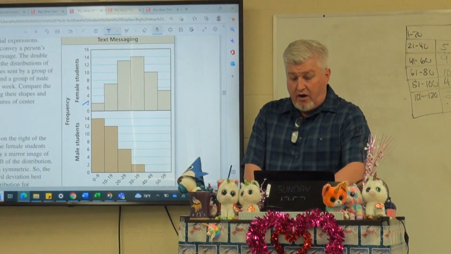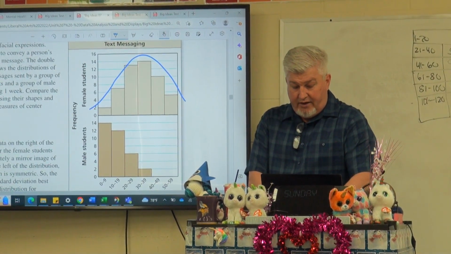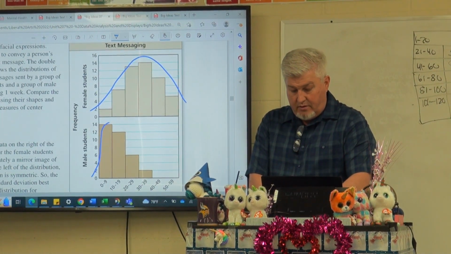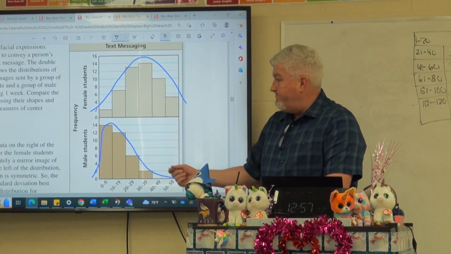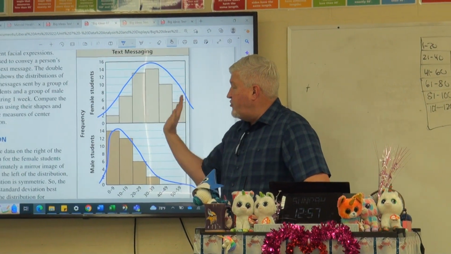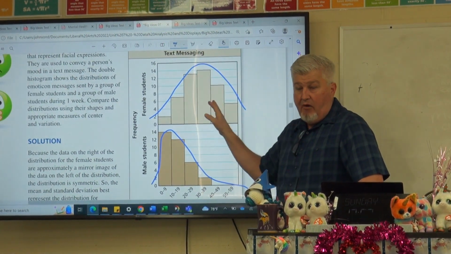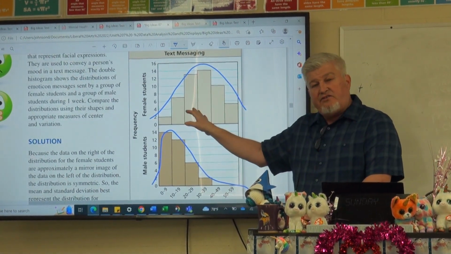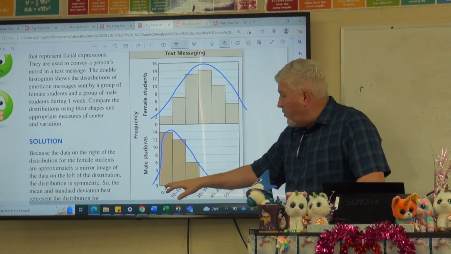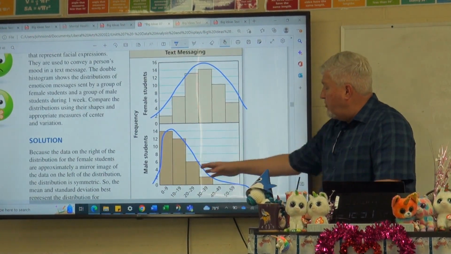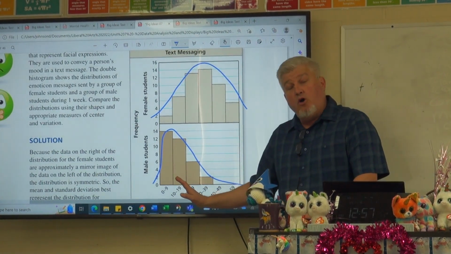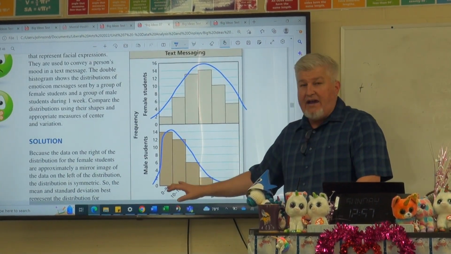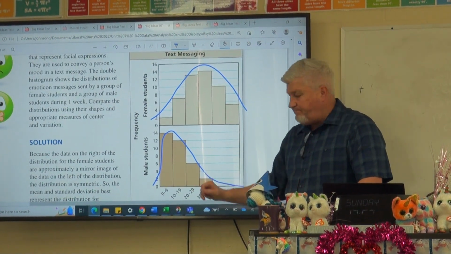So if we draw our two bells, what you should clearly see here is the female is distributed symmetrically. So we would use the mean and the standard deviation to describe this data, whereas the males is skewed to the right. The tail's on the right-hand side, so we would use the median and the 5-number summary to compare these, right?